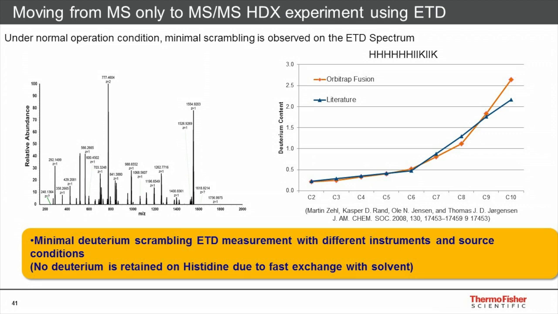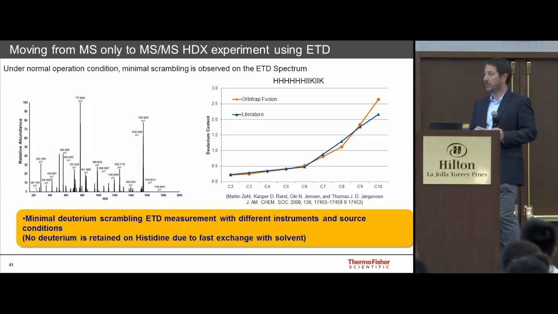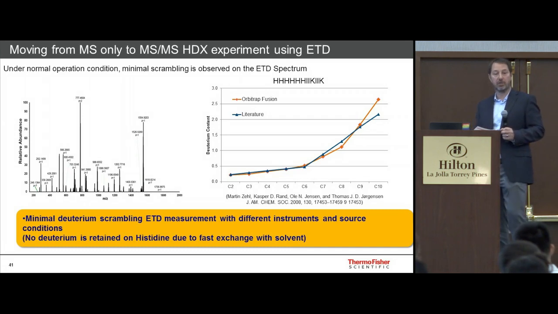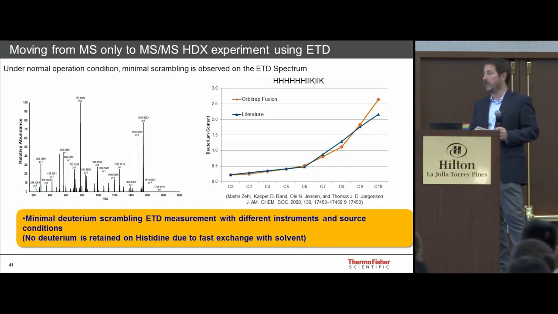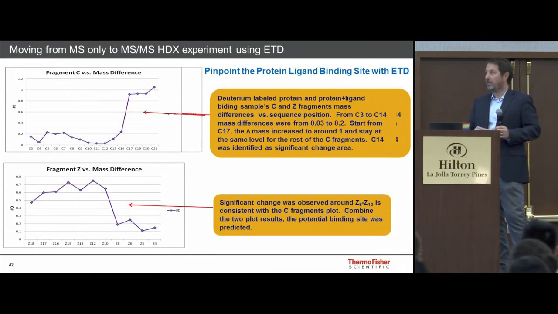So if you look at C2 to C6, you actually have just a slight change. That means you have minimum scrambling. But if you look right after, when you move out of these histidines, you have an increase in deuterium. This is how you control that your source conditions are correct and you can use ETD.